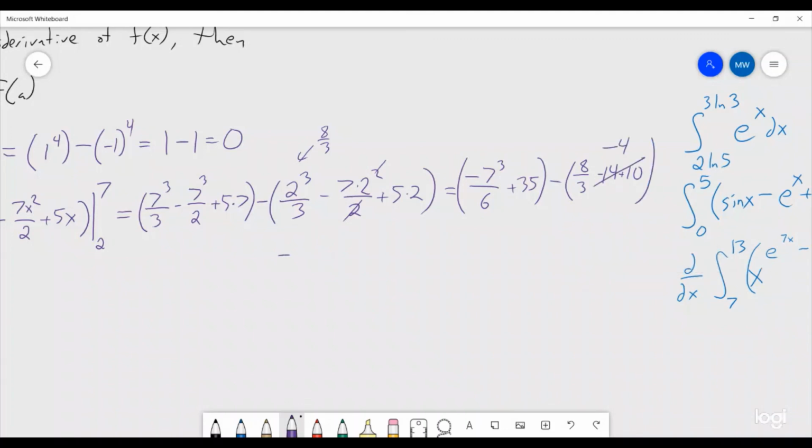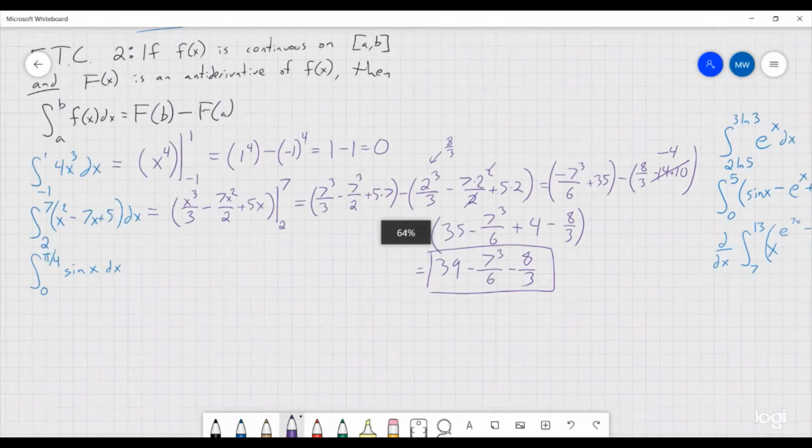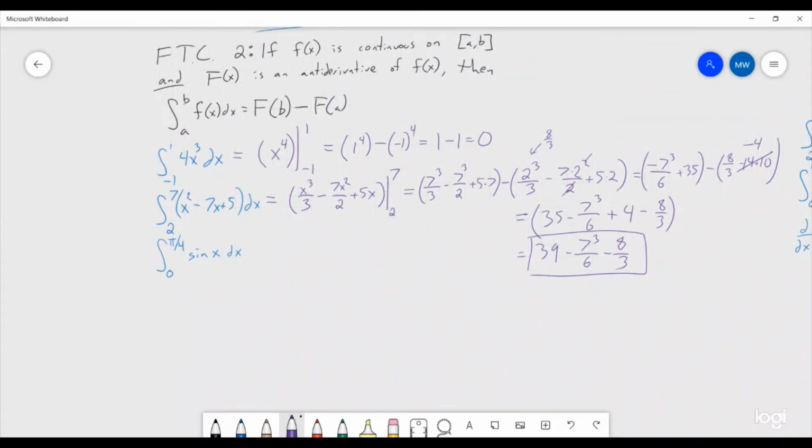Combine all of those up together, and we get 35 minus 7 cubed over 6. Let's see, then plus 4 minus 8 thirds. 39 minus whatever that is. 7 cubed over 6 minus 8 over 3. Whatever that number is, that is our answer for this second one.